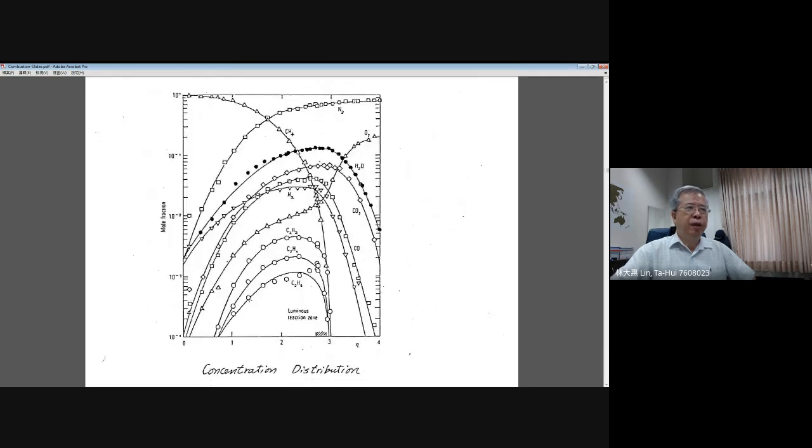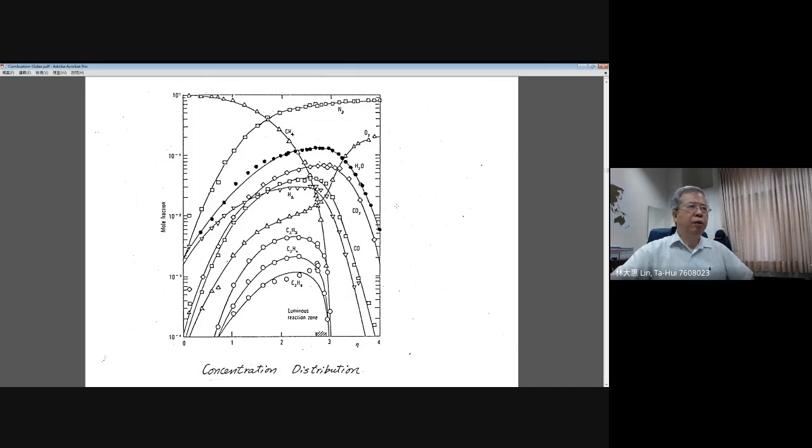Now we go to the next part. Now we are looking at the concentration distribution for such a diffusion flame. The coordinate system, described from 0 to 4 based on the definition, is completely the same as the previous one. And here you can see they show the mole fraction for different species in log scale.